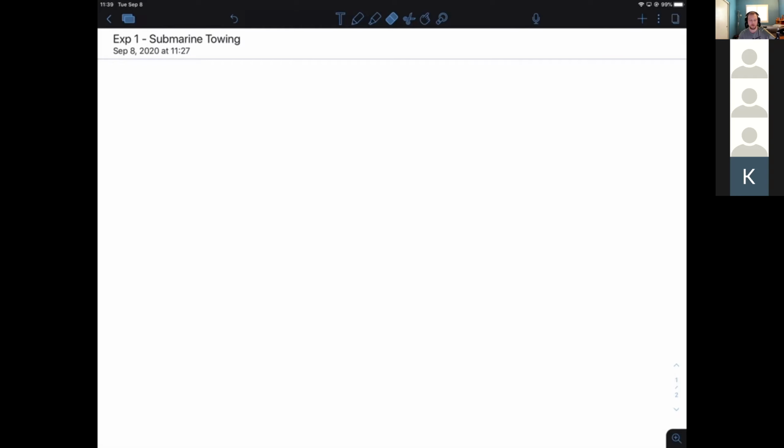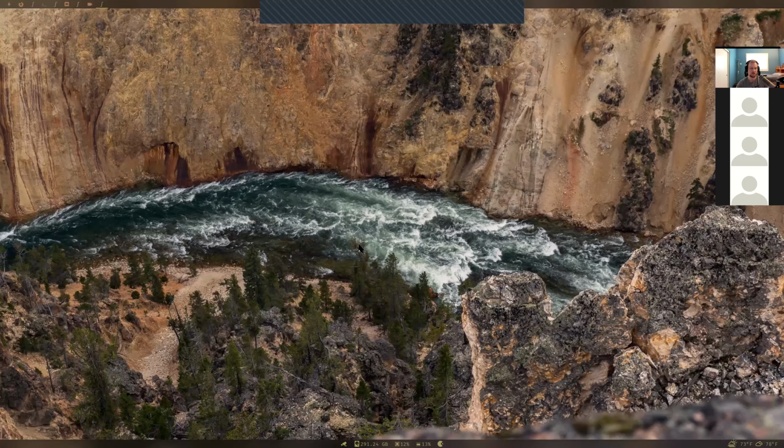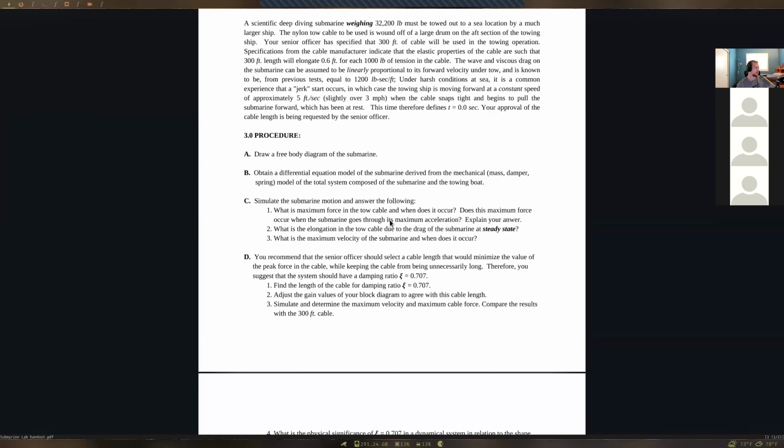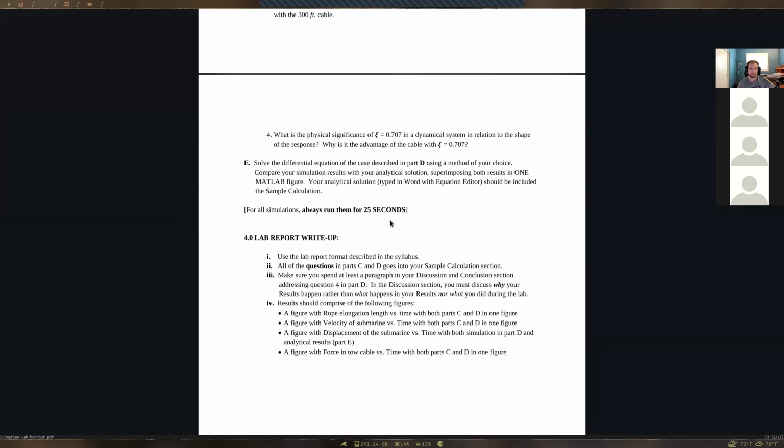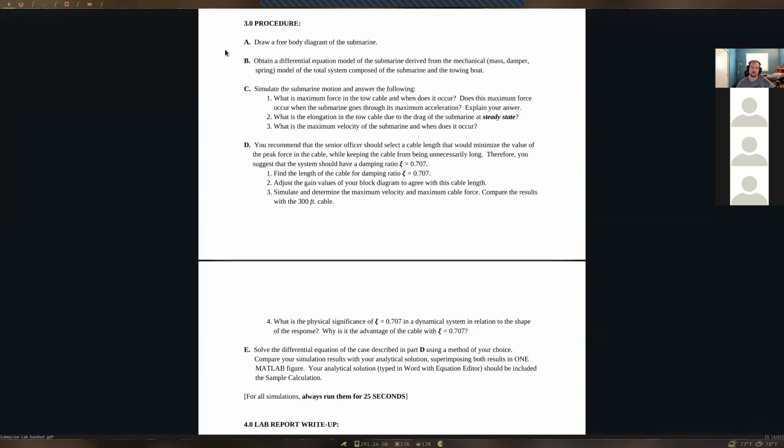Okay, so I already went over the problem that we have to solve. So the first thing we have to do is do a free body diagram. So I guess actually I'll first go over the things we want to actually solve for this problem. So I'm going to share my other screen again really quick. Okay, so here's what we have to do. We have to draw the free body diagram of the submarine.